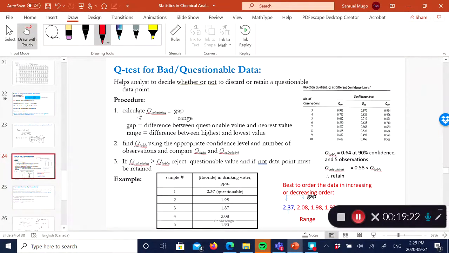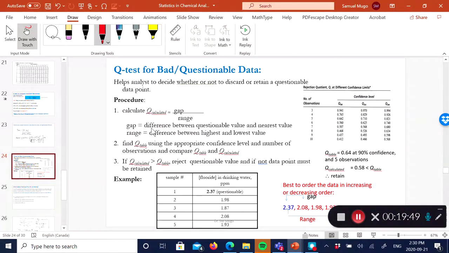And again, it's fairly straightforward. So again, if at all you find any data that is questionable during your experiments in the lab, you must always do a Q-test. You cannot just reject it before you do a Q-test. And so the Q-test is done as follows. The Q calculated is equal to what they are calling here the gap divided by the range.